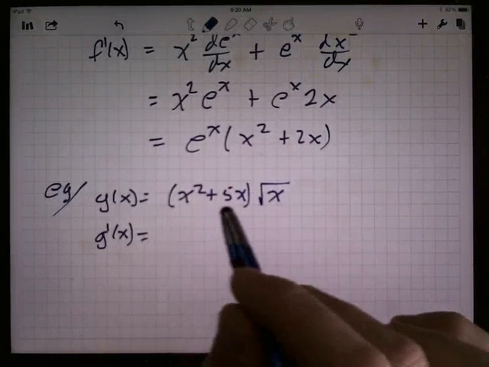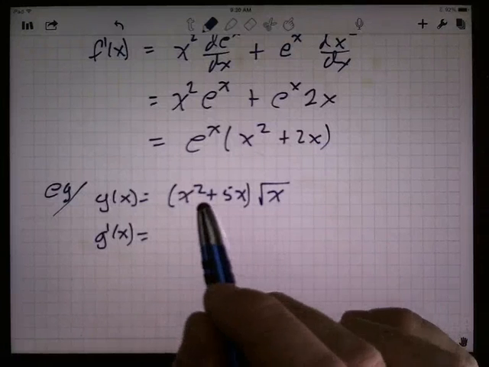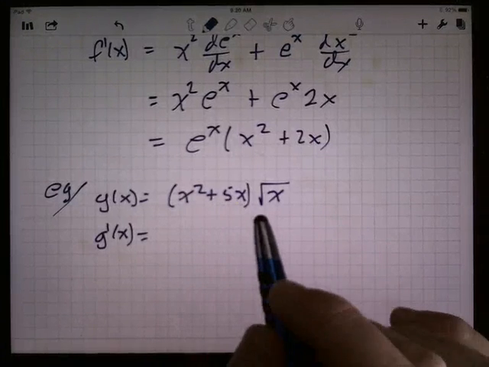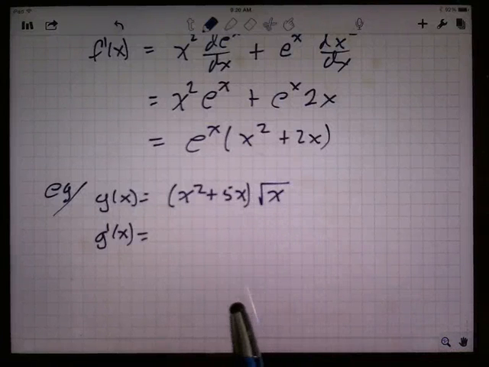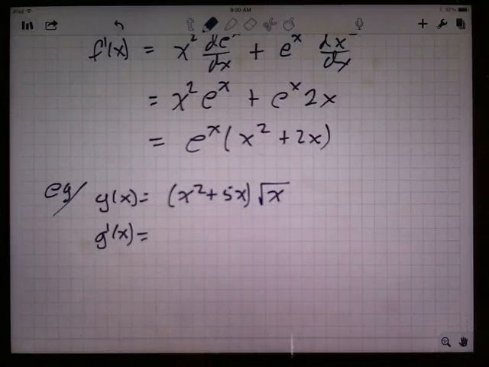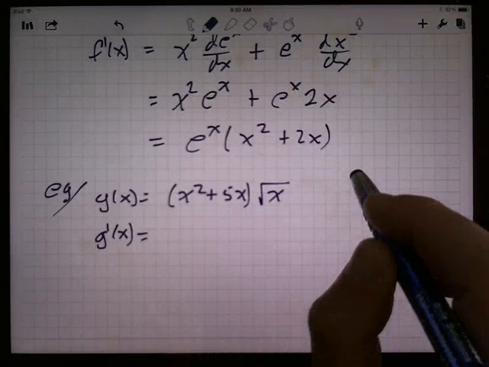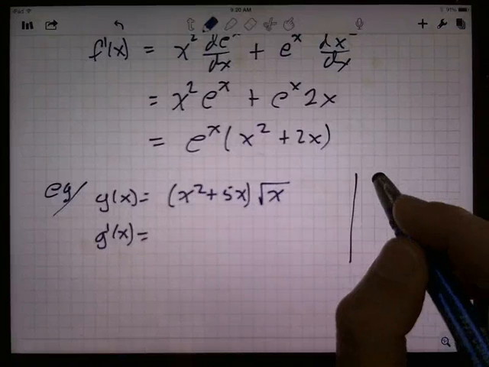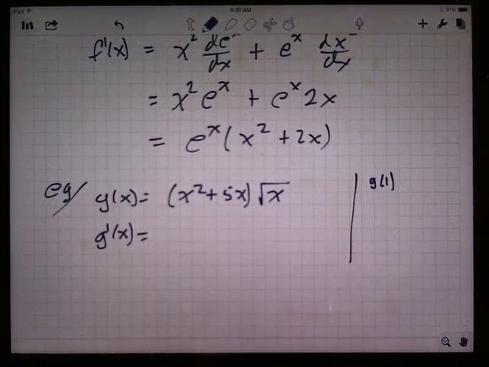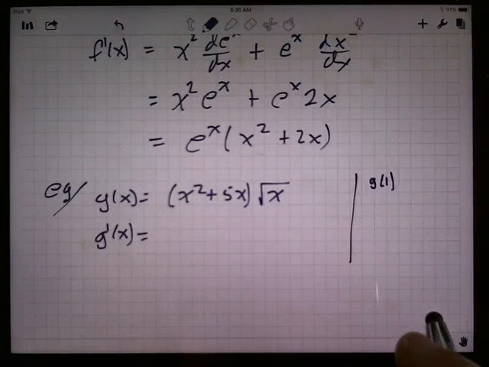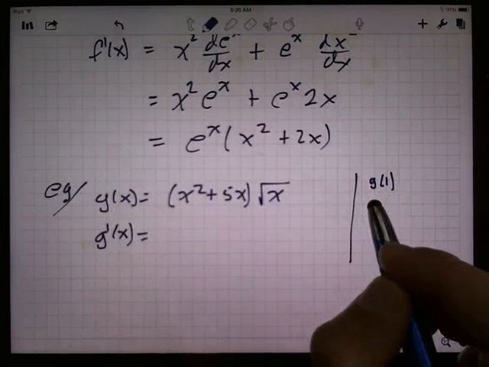Because I look at this thing, and there's a lot of stuff in this function going on. There's a squared, there's a plus, there's a times 5, there's this product here, there's a square root. What do we do first? Well, if you were to plug in a value, let's say if I said, what's g of 1? I want to know what's the last calculation you would do in order to tell me what the value of g of 1 is.